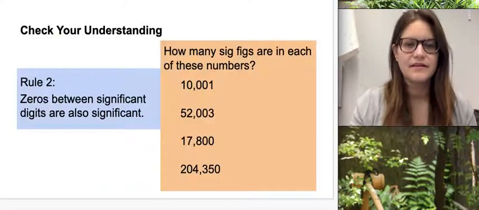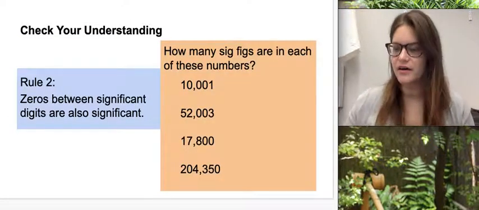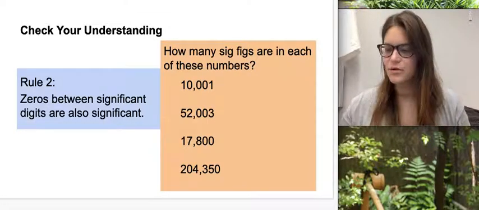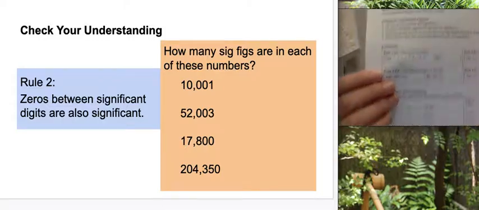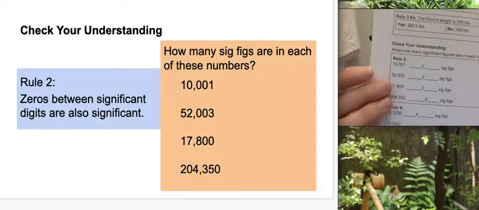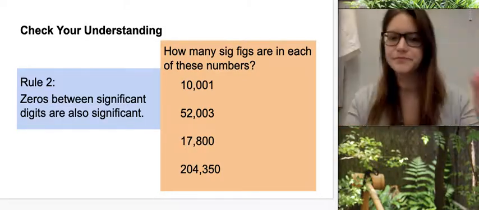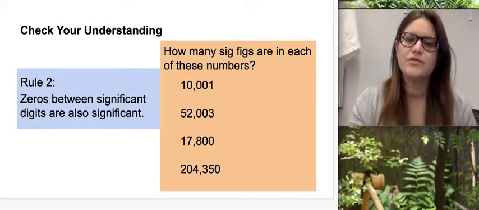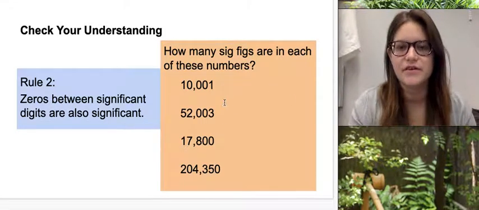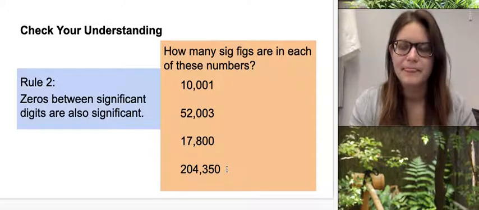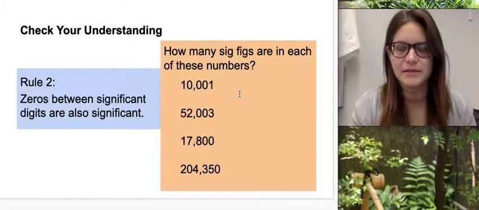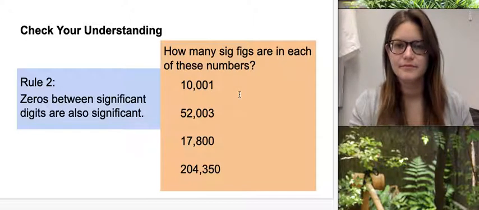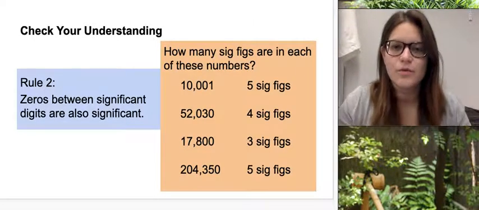Okay, now let's do just a check for understanding. Skip over the rest of the boxes that are in this middle here and skip down to where we have check for understanding for Rule 2. I want you to predict how many sig figs are in each of these numbers. Just tell me 1, 2, 3, 4, 5, however many, and write that into the blank. Now let's check your work.